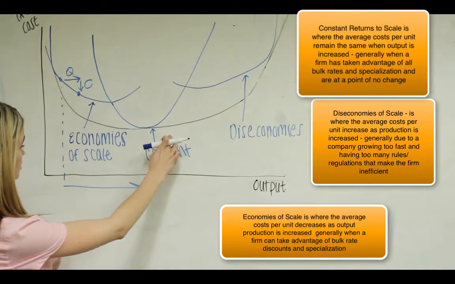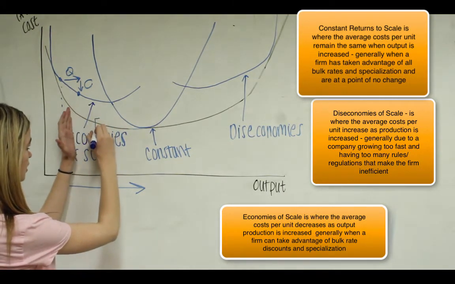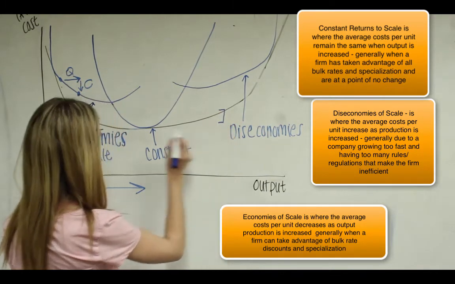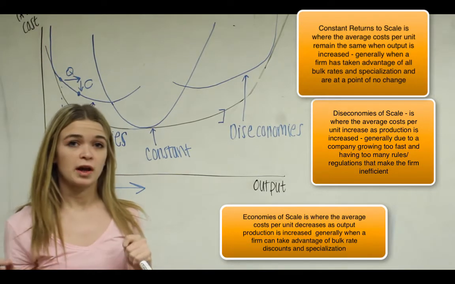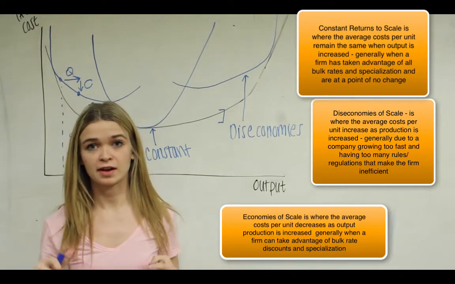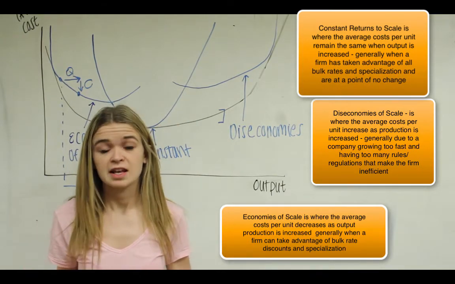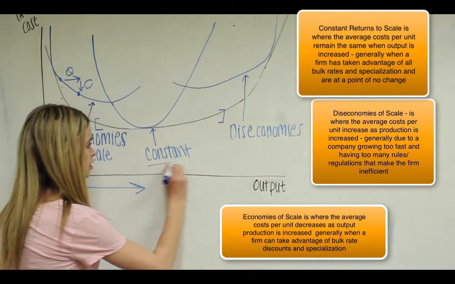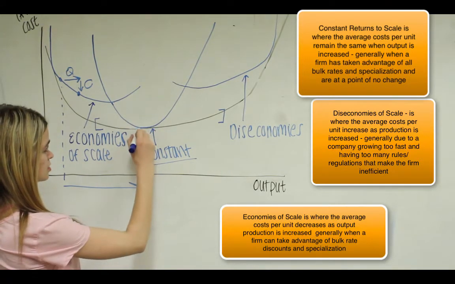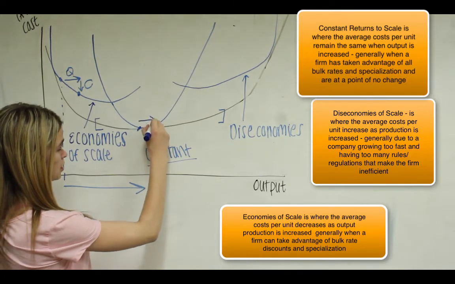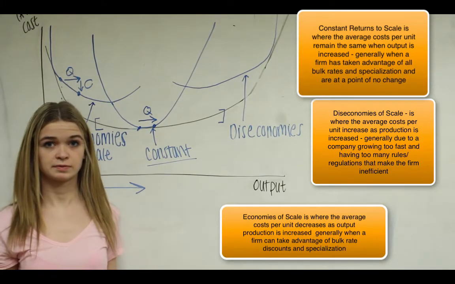In constant returns to scale, we're looking more along this middle portion of the black line, where the slope is very close to flat. And this is because when our output is changing, our average total cost is remaining constant. And so we operate more in this area. So when our output, or quantity, increases, there's no change in cost.